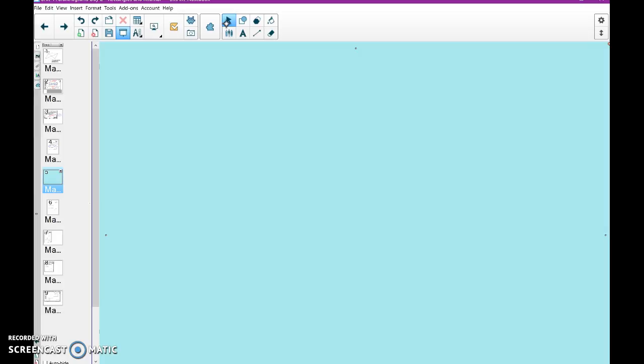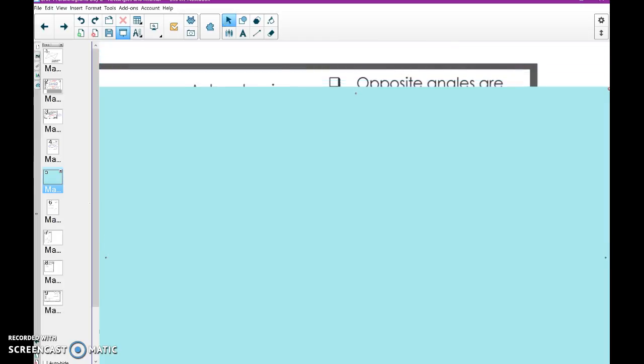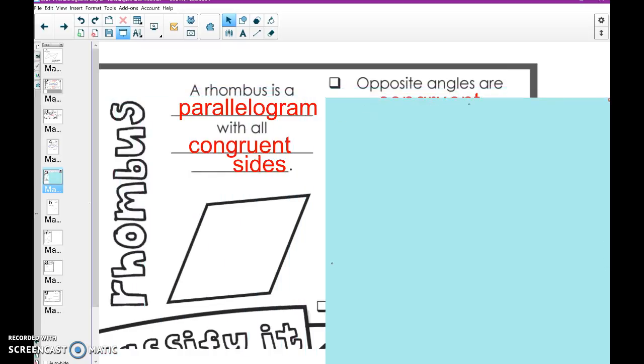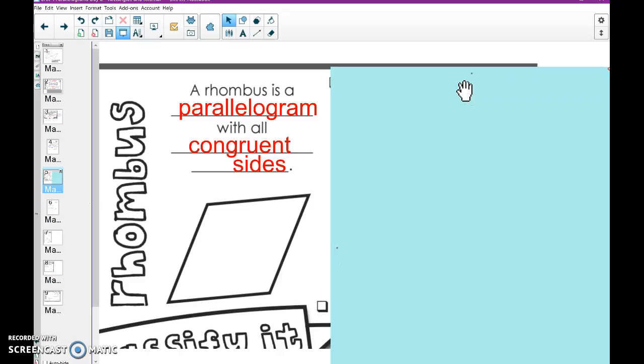So back on the front page, a rhombus is still a parallelogram, but it's got some extra special qualities. All right, a rhombus is a parallelogram, but this time it has all congruent sides. That's its special little quality. Kind of like how the rectangle has all right angles and the diagonals are congruent, the rhombus has all congruent sides. And it has a special little quality with its diagonals too, which we'll get to.